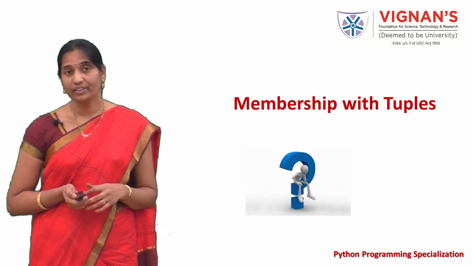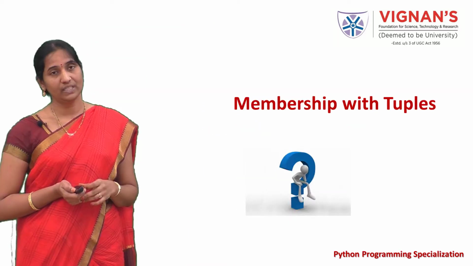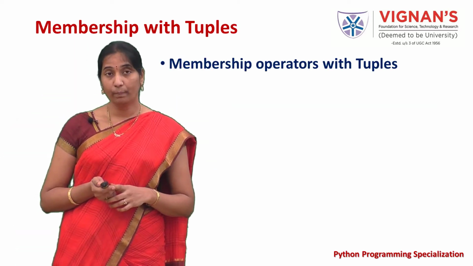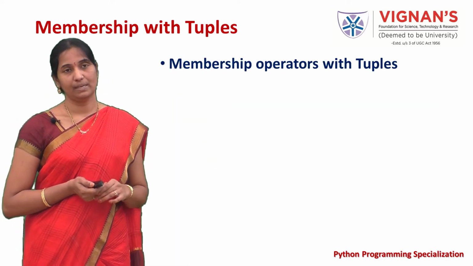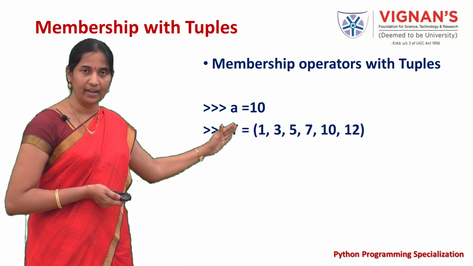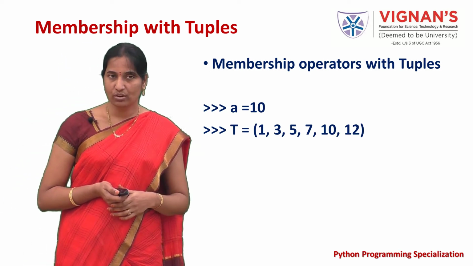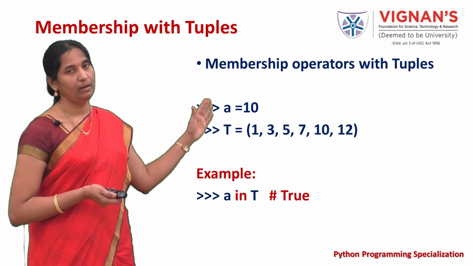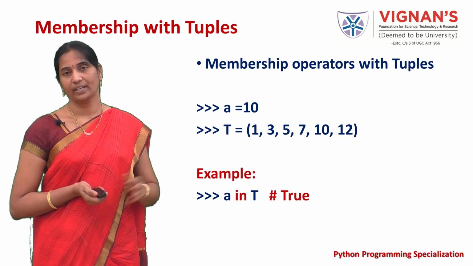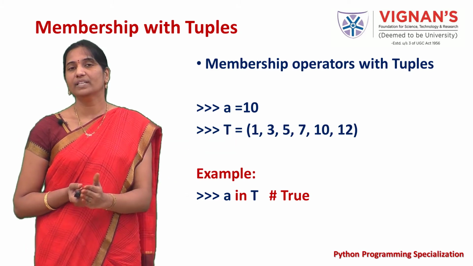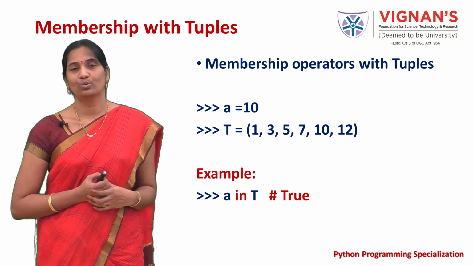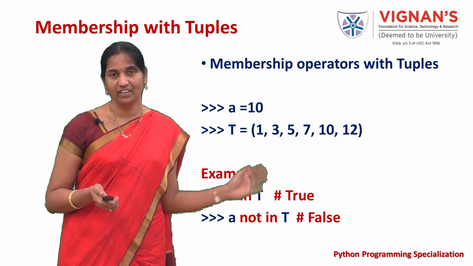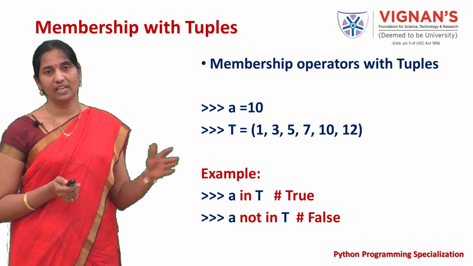Now let's see how we can use the membership operators with tuples. Similar to how it works with the list, membership operators can also work with tuples. a equals 10, and I have taken a tuple with a collection of elements 1, 3, 5, 7, 10 and 12. I am going to check whether element 10 is available in T or not. a in T: of course the element is present, so it returns a true value. a not in T: of course it's present, so it returns a false value. The working is all the same as the list.